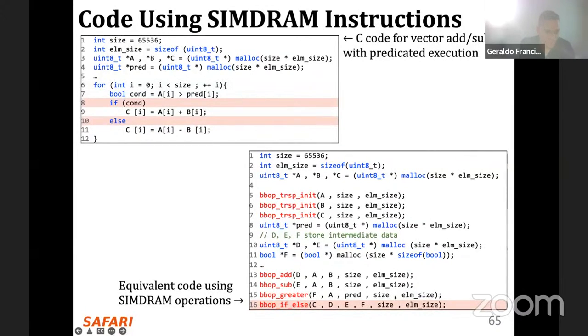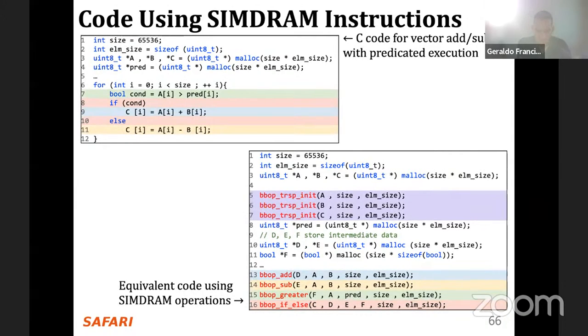So pretty much here, we pass the output, which is C. And the input is going to be either D or E, so it's either the result of the addition or the subtraction, depending on the condition that is stored in F. And again, we pass the size of all of the arrays and then the bit width. So basically, what we did was remove the loop construct from the code, and then explicitly issue SIMDRAM operations, add, sub, greater, and if and else, to the code.